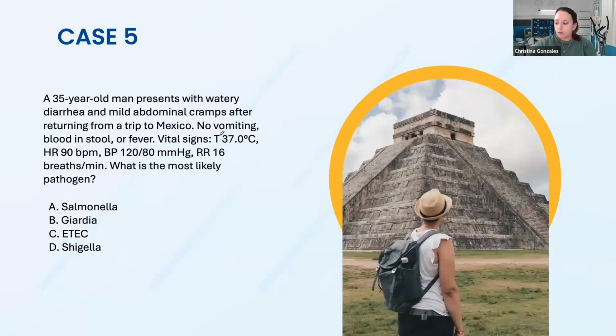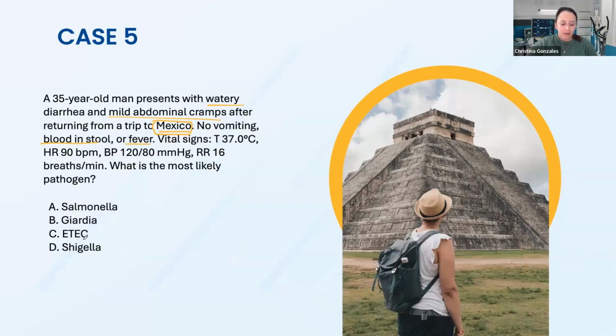Okay. All right, case 5. So we have a 35-year-old male. He presents with watery diarrhea, mild abdominal cramps, and he just returned from a trip to Mexico. They could make it a little more obvious, but it's recent travel, to an area that is known to have this type of infection. Vital signs look pretty well. His diarrhea is watery and non-bloody, so no blood in the stool, and he has no fever.